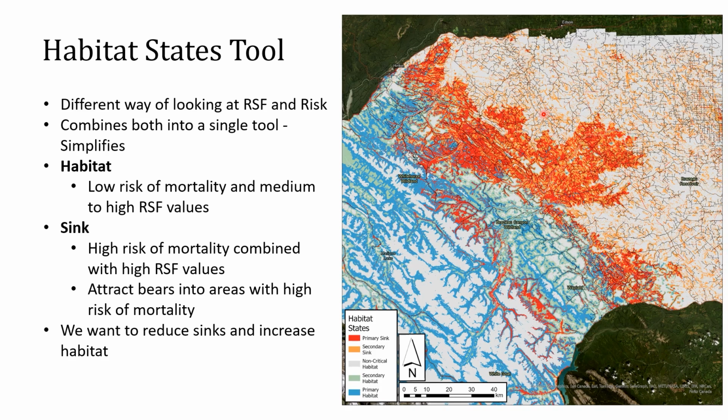On the map here, you can see that habitat lies mainly in the mountains and along the first bit of the foothills, whereas sinks lie along this area of the foothills with a large amount of anthropogenic development and a large amount of human use.